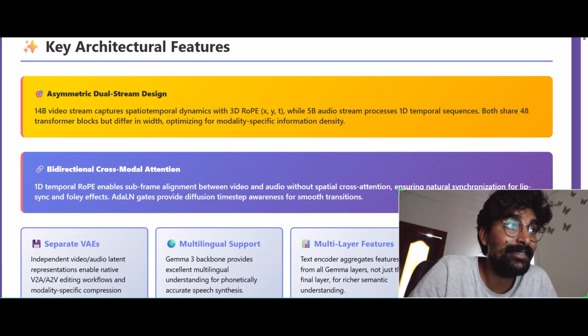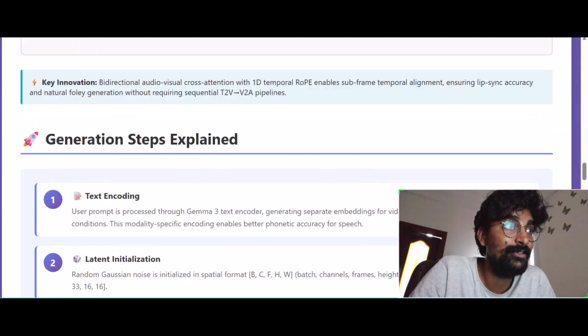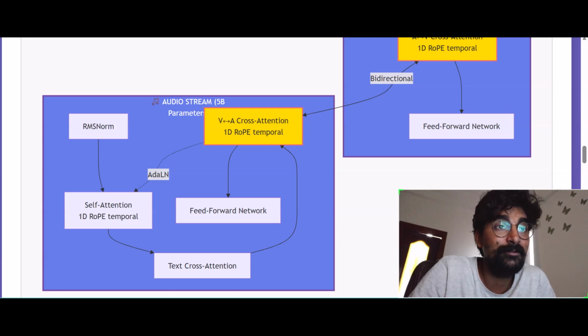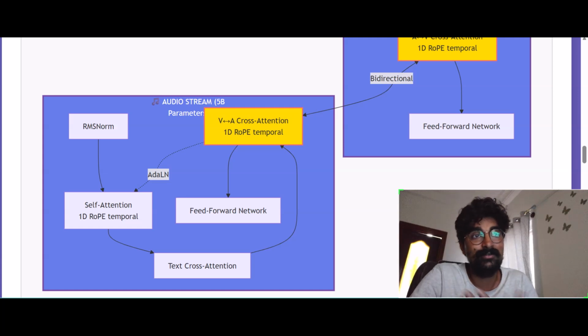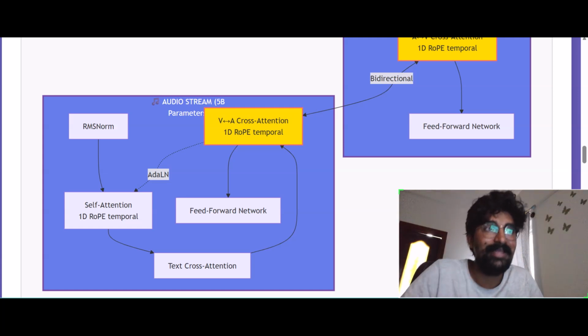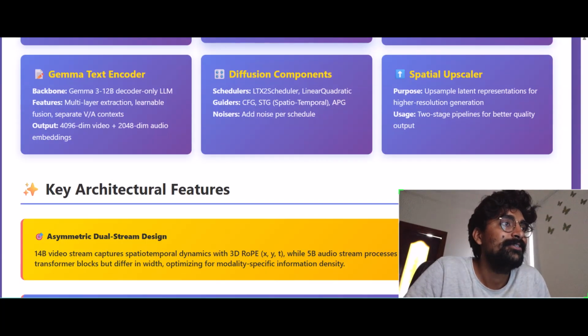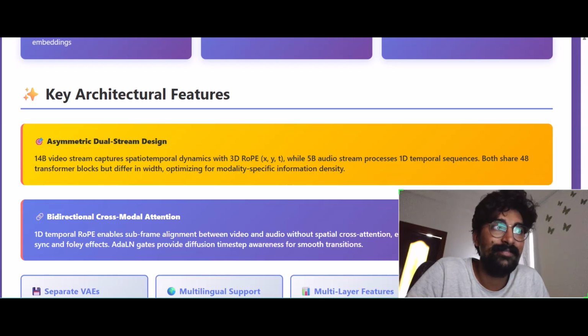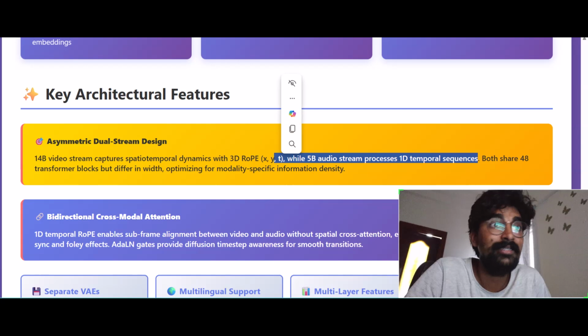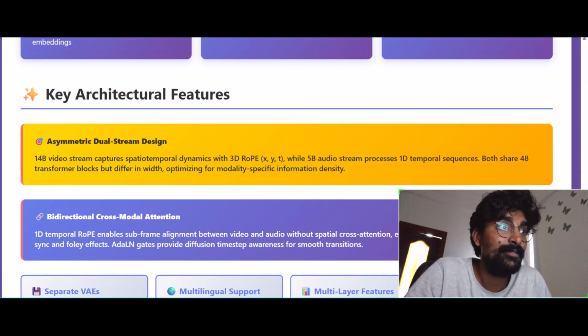Okay, now I will talk about the key features. The key feature we already discussed is the dual stream design. This is very important. The dual stream design helps you synchronize audio and video, and finally in one single pipeline you can generate both audio and video, right? So that is the key feature. An asymmetric dual stream design: a 14 billion parameter video stream captures spatial temporal dynamics with 3D rotational positional encoding, while a 5 billion parameter audio stream processes a one dimensional temporal sequence. That is very important. And both share 48 transformer blocks, and both are optimized.